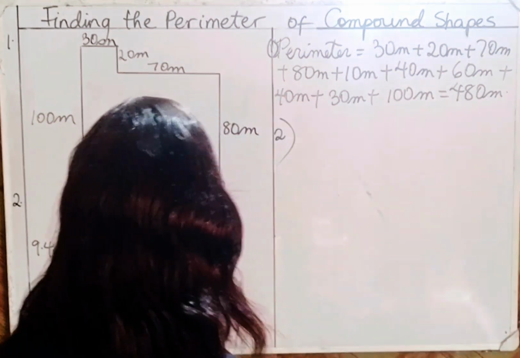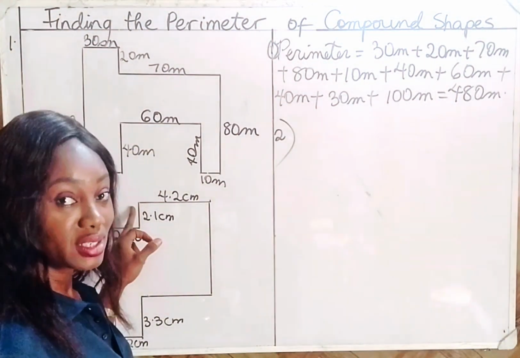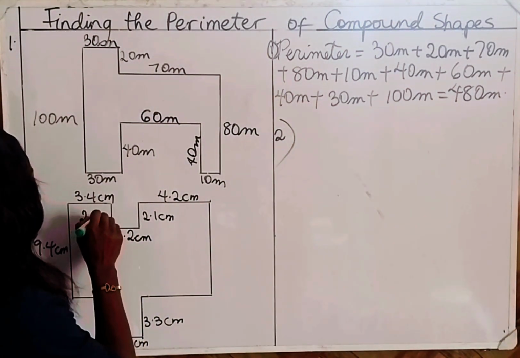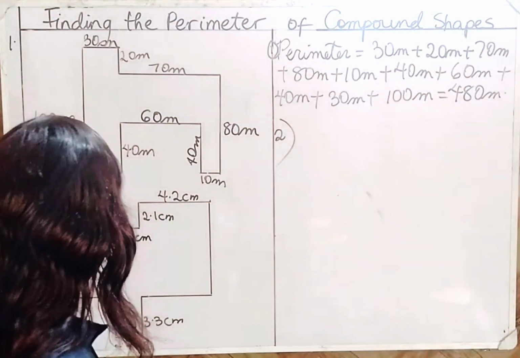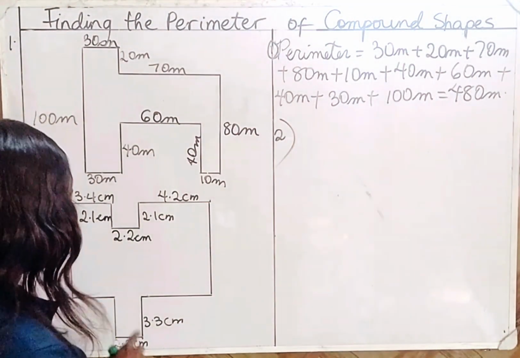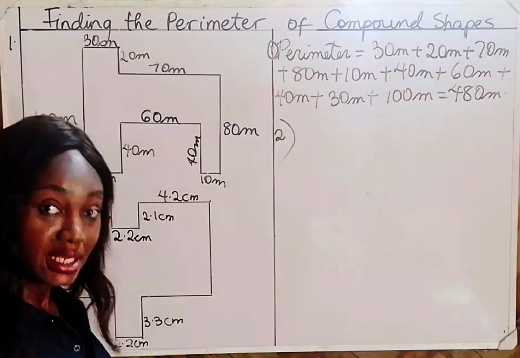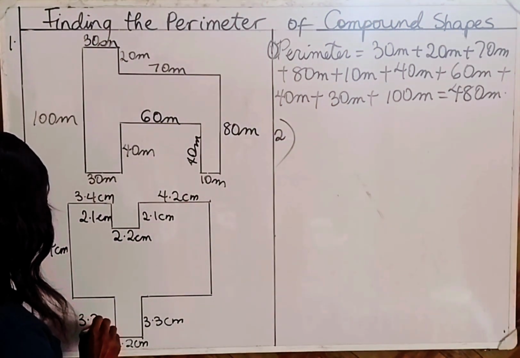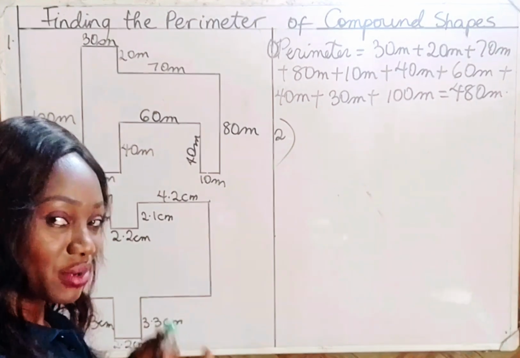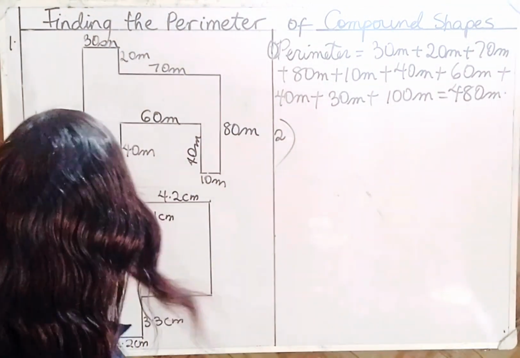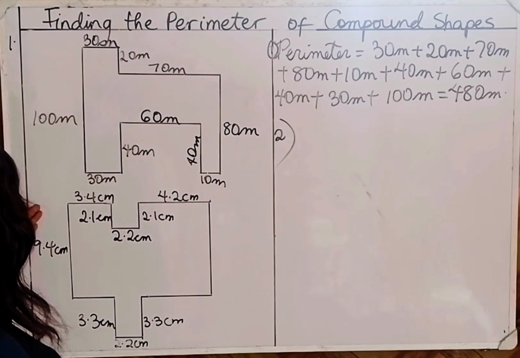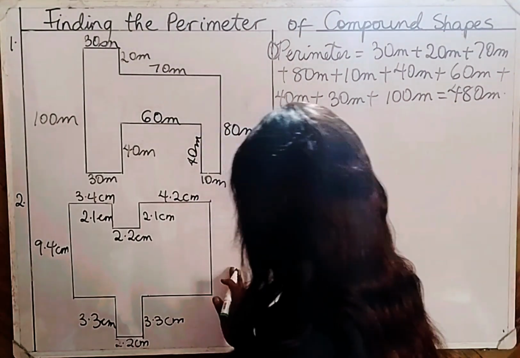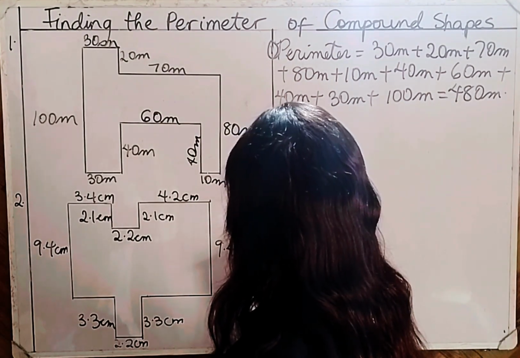Let's continue. Now, if this length is 2.1 centimeters, that means this length is also 2.1 centimeters. And in the same vein, if this length here is 3.3 centimeters, it simply means that this length is also 3.3 centimeters. You can see that we're breaking it down step by step. And the last one, for this side, if this side is 9.4 centimeters, that means this length is also 9.4 centimeters.